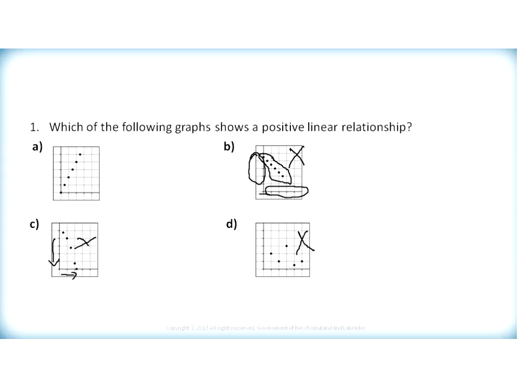A is the only one where as my independent variable increases, so does my dependent. And also, I can draw a line to connect all my points. So if I can draw a line, it is linear. So the answer to this question would be A.